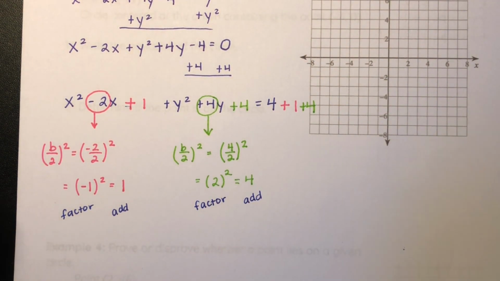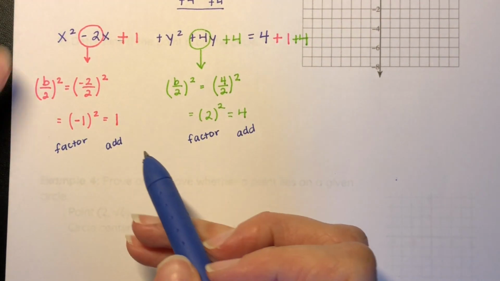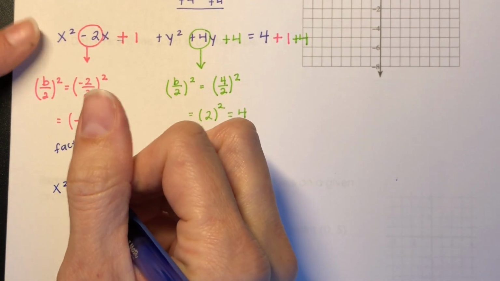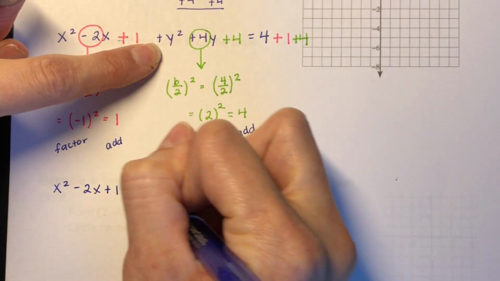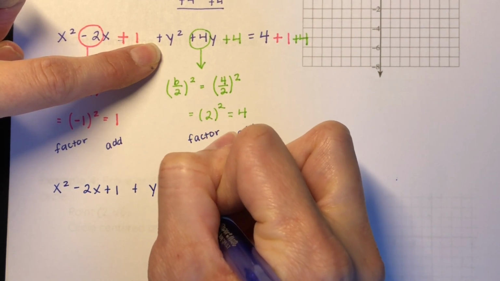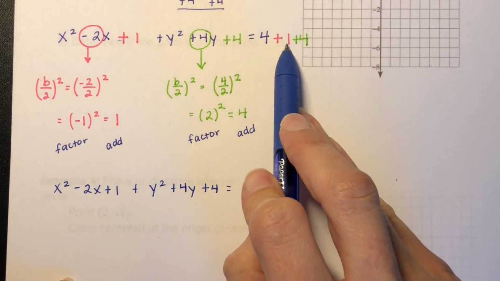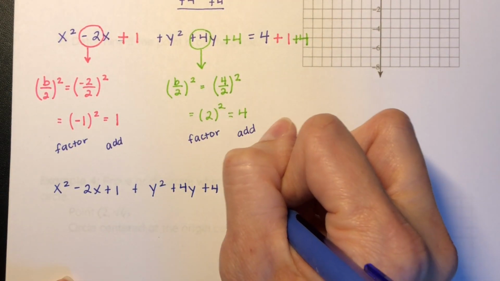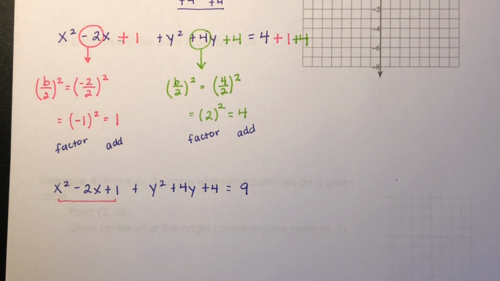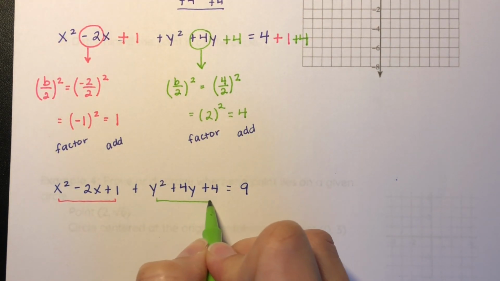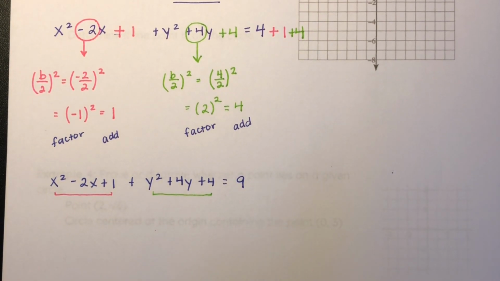And now I'll rewrite my equation down here so we can write it as a perfect square trinomial. So bring down my x trinomial, x squared minus 2x plus 1. Bring down my y trinomial, y squared plus 4y plus 4. And then I have my right-hand side, which is 4 plus 1, plus 4 is 9. And now I can factor my x trinomial, factor my y trinomial, and find my h and k.